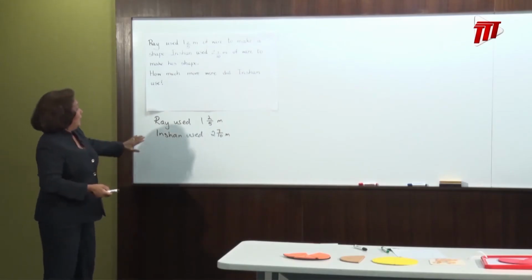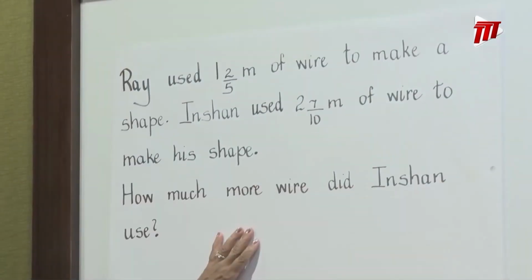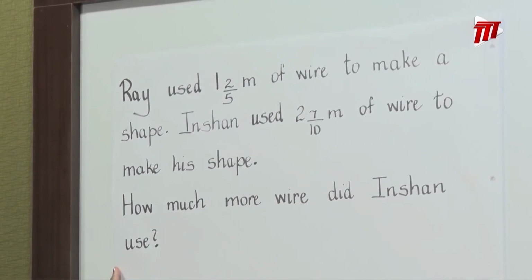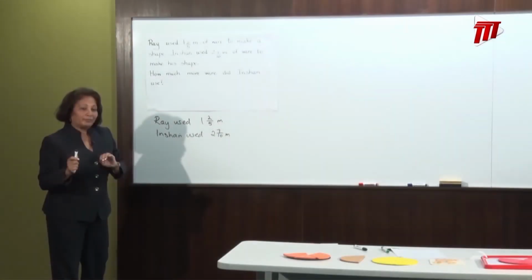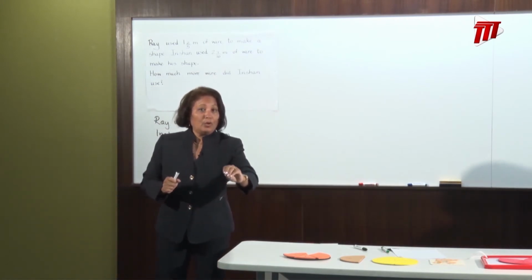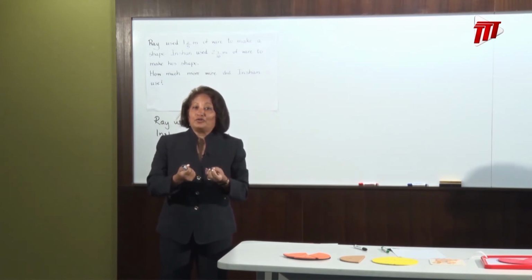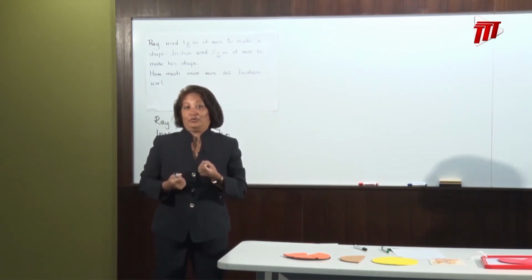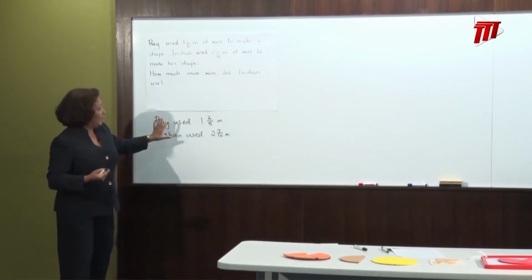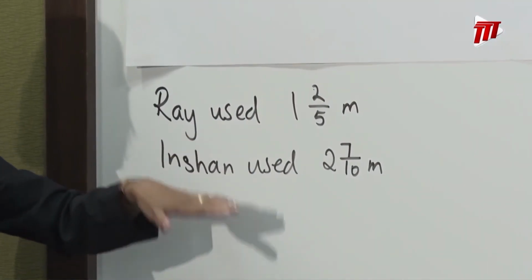What the question is asking is how much more wire did Anjani use? How much more suggests what? What do you have to do? If I have more than you, and we want to find how much more I have, what does it suggest that you have to do? That's right, you're going to have to subtract. So it's the same thing here. He uses more than Ray, so we're going to have to subtract.